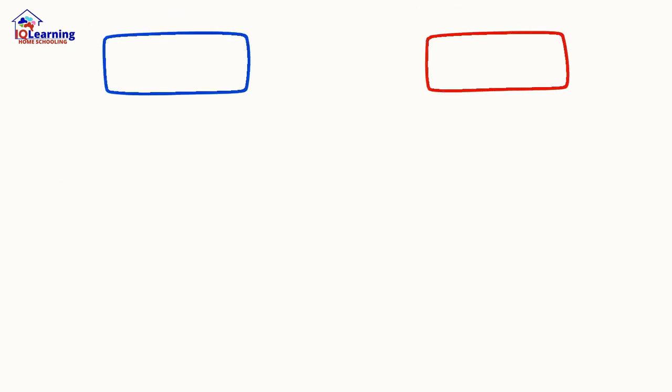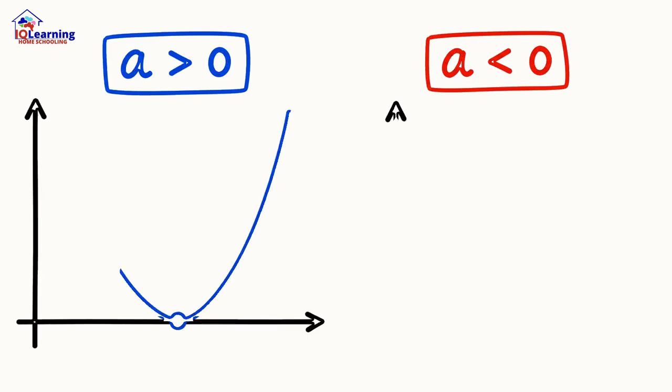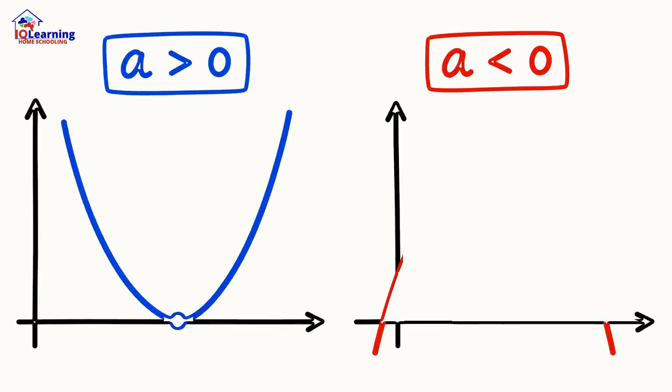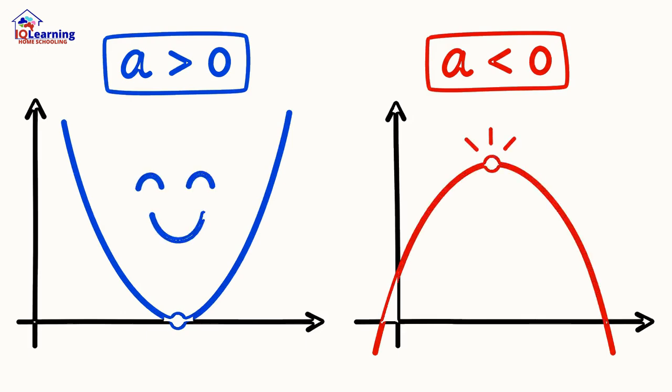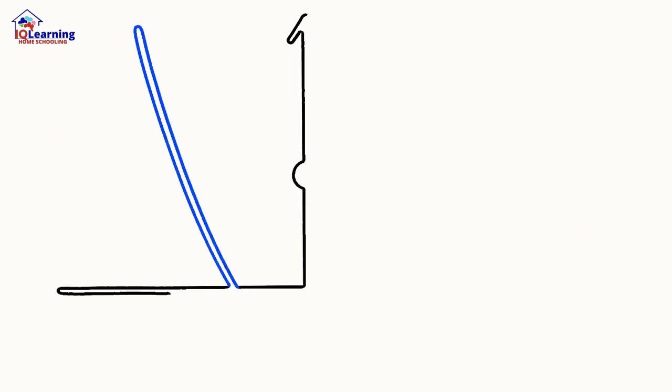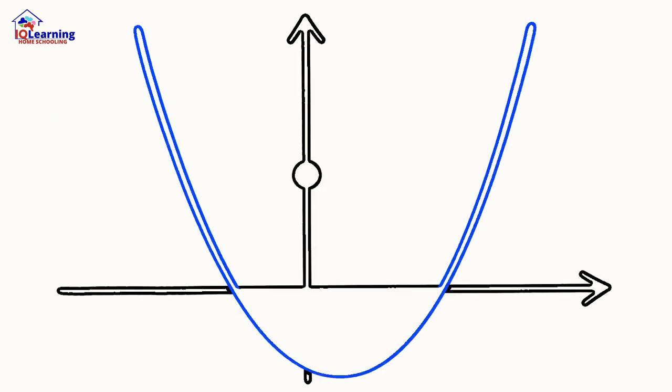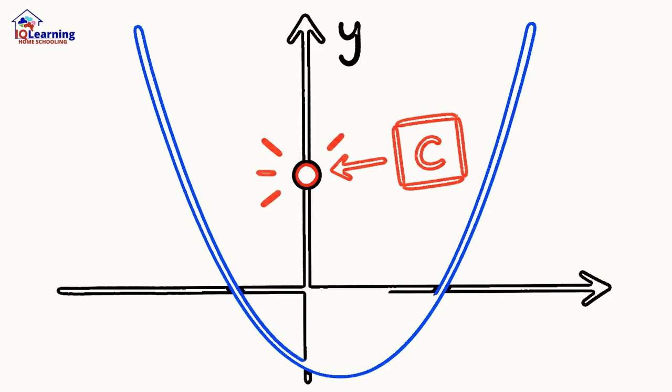The a term is the simplest clue. If a is positive, the parabola is a happy face, opening up to a minimum point. If a is negative, it's a sad face, peaking at a maximum. The c term is just as direct. It tells you exactly where the curve crosses the vertical y-axis.